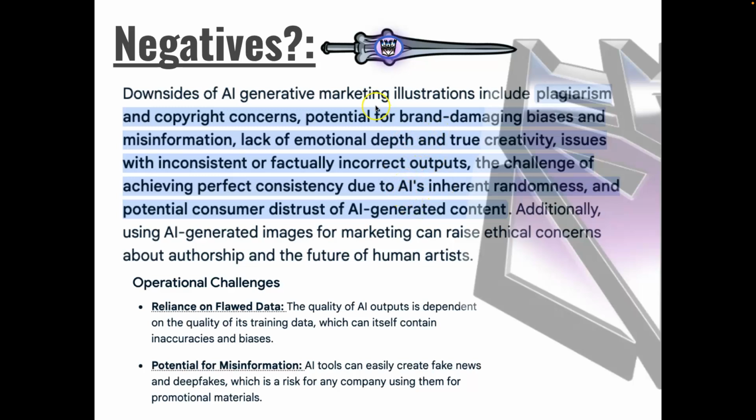So I like how this is just a list. And these are all lists from AI themselves, right? So these are all well known and well documented. So potential for brand damaging biases and misinformation, lack of emotional depth and true creativity, issues with inconsistent or factually incorrect outputs, the challenge of achieving perfect consistency due to AI's inherent randomness, and potential consumer distrust of AI-generated content. Additionally, using AI-generated images for marketing can raise ethical concerns about authorship and the future of human artists. That's what question of the day 4 is about, right?